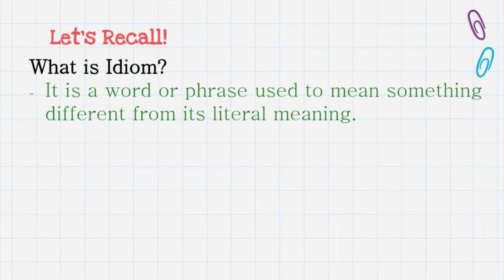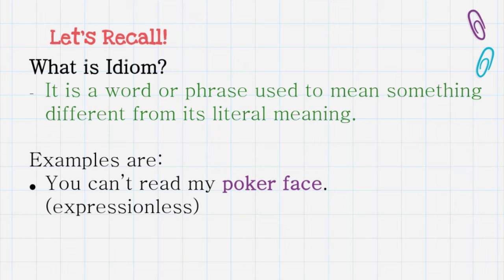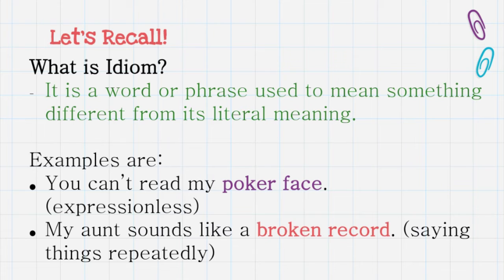So who would like to give me an example? Examples are, you can't read my poker face. So the idiom used in this sentence is the phrase poker face, and it means expressionless. My aunt sounds like a broken record. So the idiom broken record means saying things repeatedly. So I guess you learned a lot about idioms.